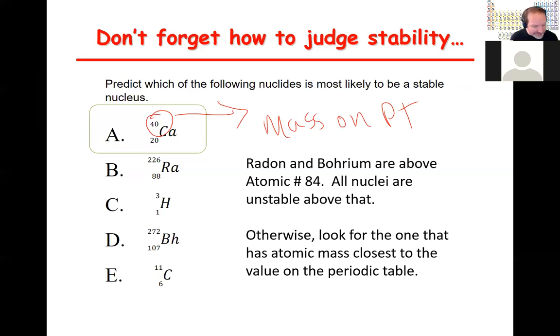So if the mass of your isotope is near that of the mass on the periodic table, it's probably one of the stable ones. So carbon is 12.01. So 11 is a little bit further away than some of these other masses. And anything over 84 is unstable, so you can't even pick one of those, all right? So not even in there. So it's between calcium, tritium, and carbon.